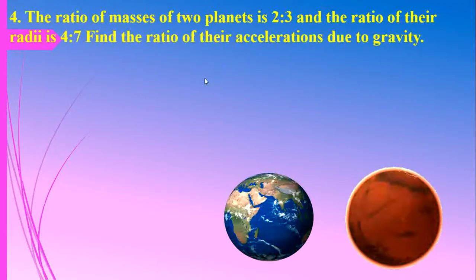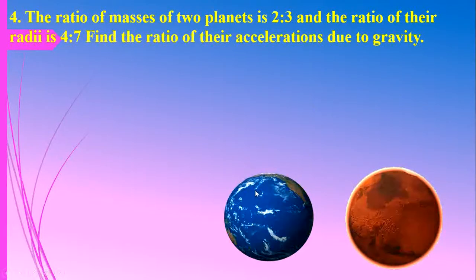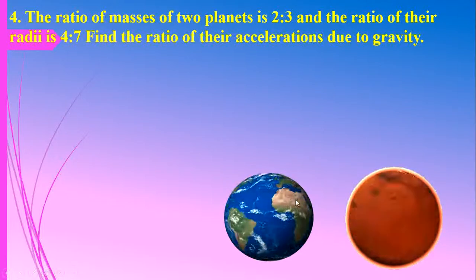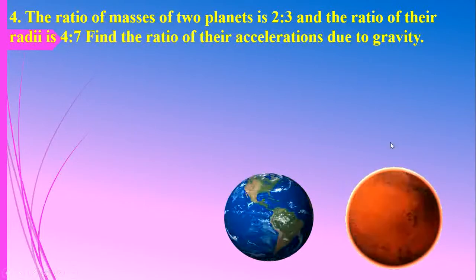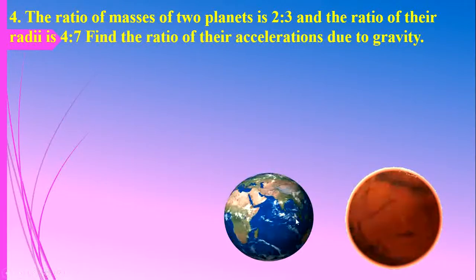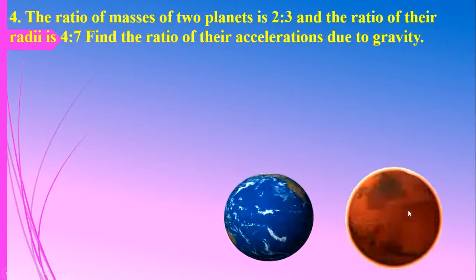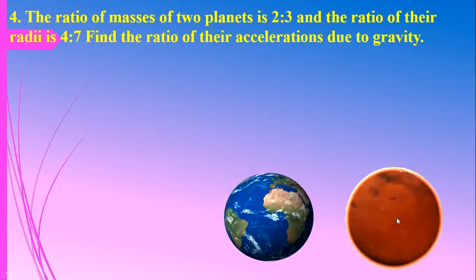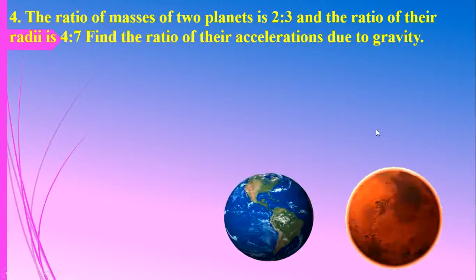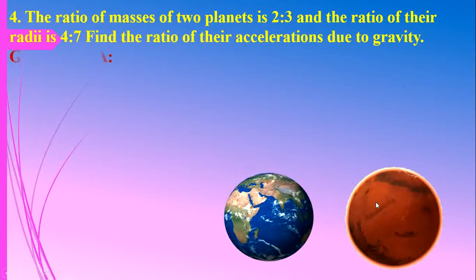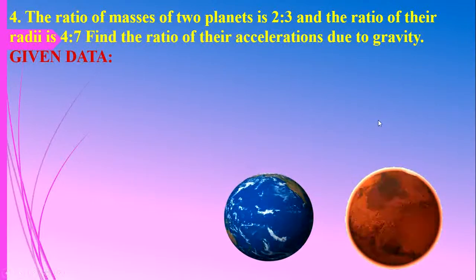Question number 4. The ratio of masses of two planets is 2:3. Here we have two planets having the masses in the ratio 2:3. The ratio of the radii is 4:7. The radii of these planets are in the ratio 4:7. We have to find out the ratio of acceleration due to gravity, that is, we have to find the small g value for these two planets, in a ratio.